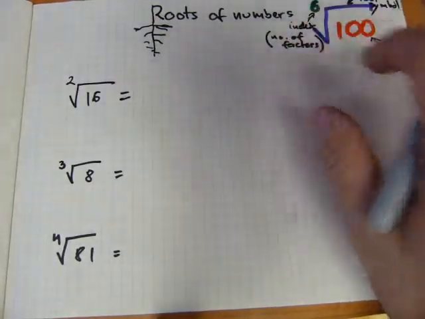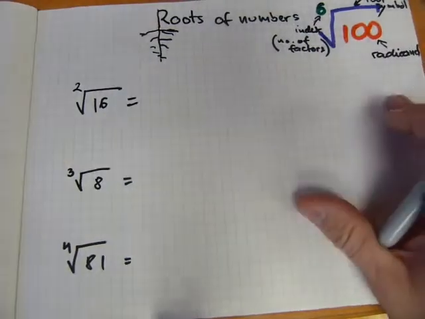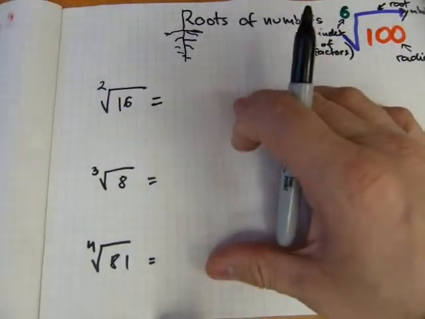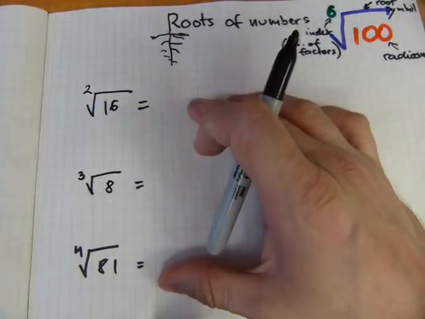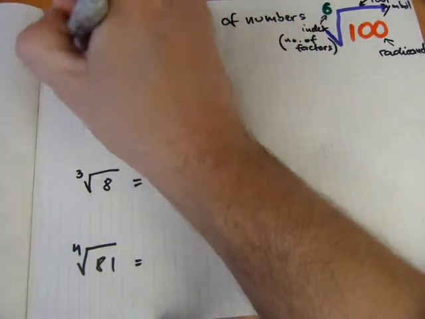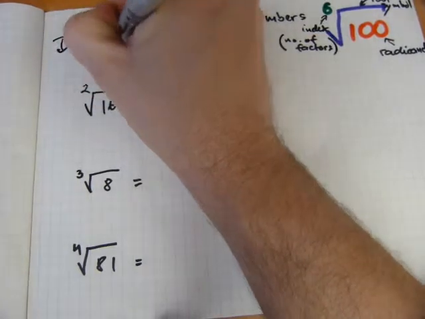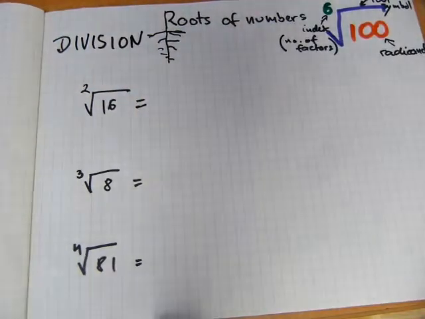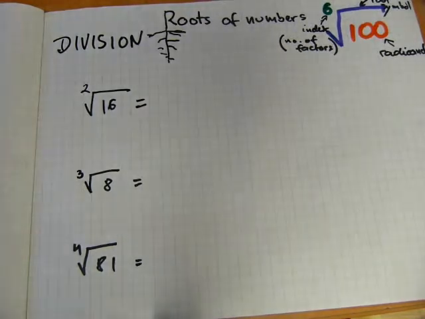What I meant by this number of factors, okay, forget that sentence. The big idea with these roots is division. Okay, I'm going to write it here. We're going to be dividing everything in a special way. Roots of numbers means division. It's a special kind of division. It's just as plain division as division can be plain, but it's a special kind of division.